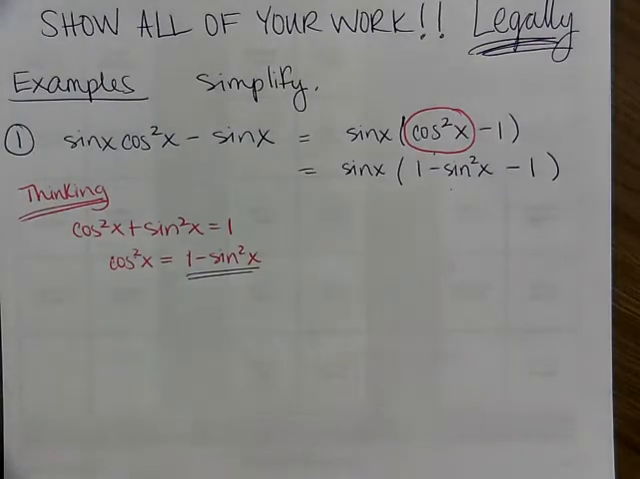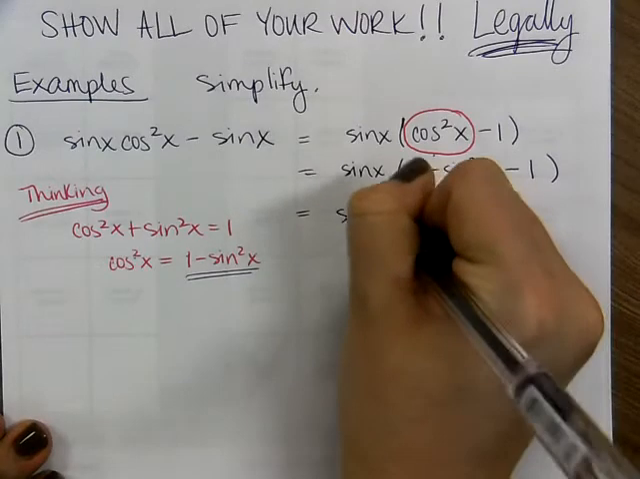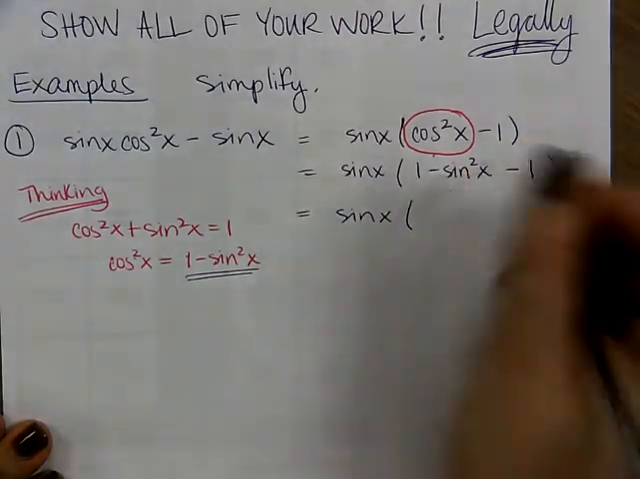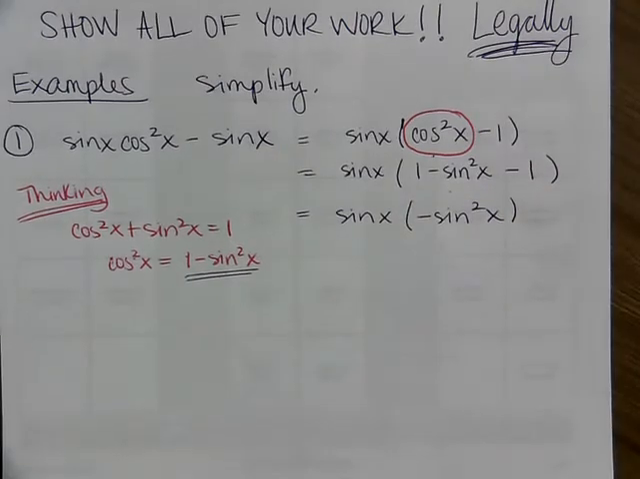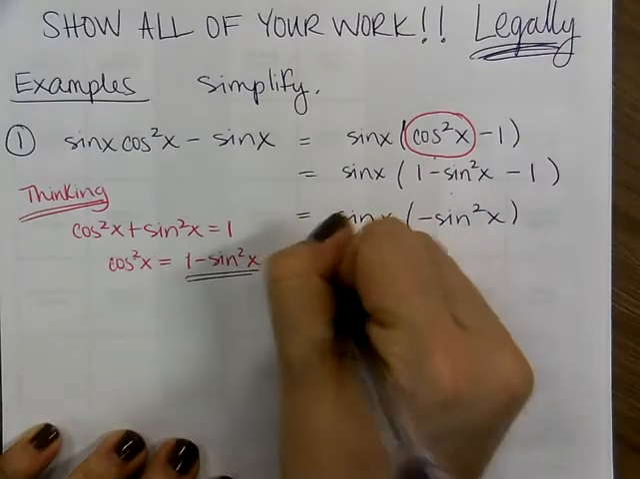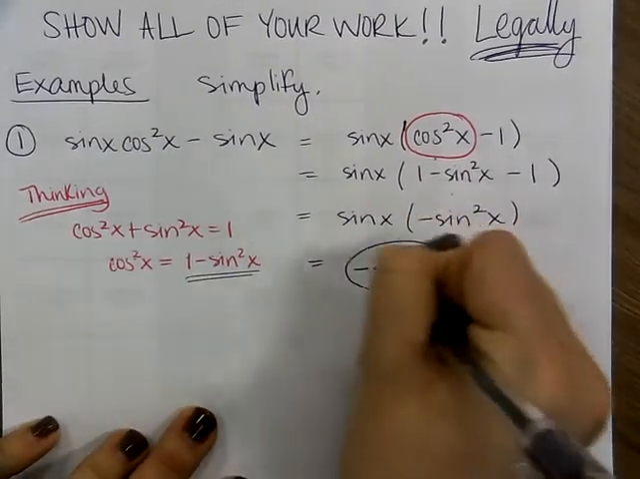So the next thing we're going to do is we're just going to simplify within the parentheses. So I'm going to have sine of x times, the ones cancel and I'm left with a negative sine squared of x. Okay. Well, what could I do now? Can I just multiply? Right? And when I do, I get negative sine cubed of x.